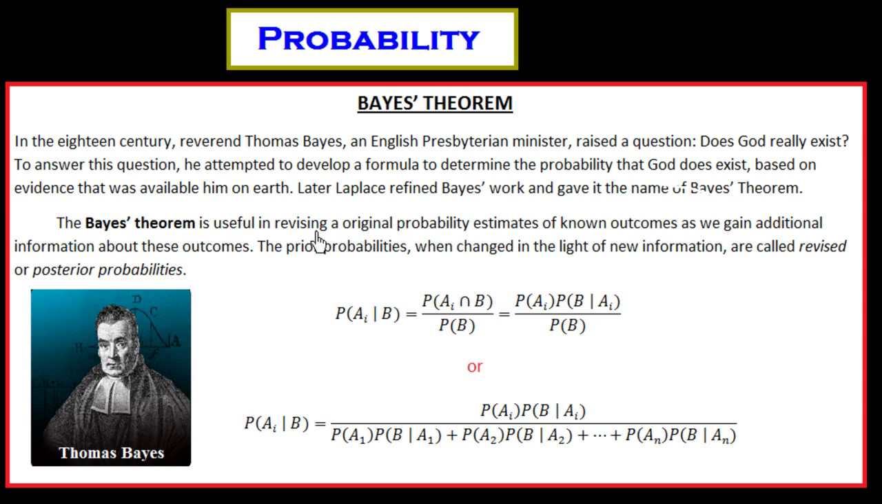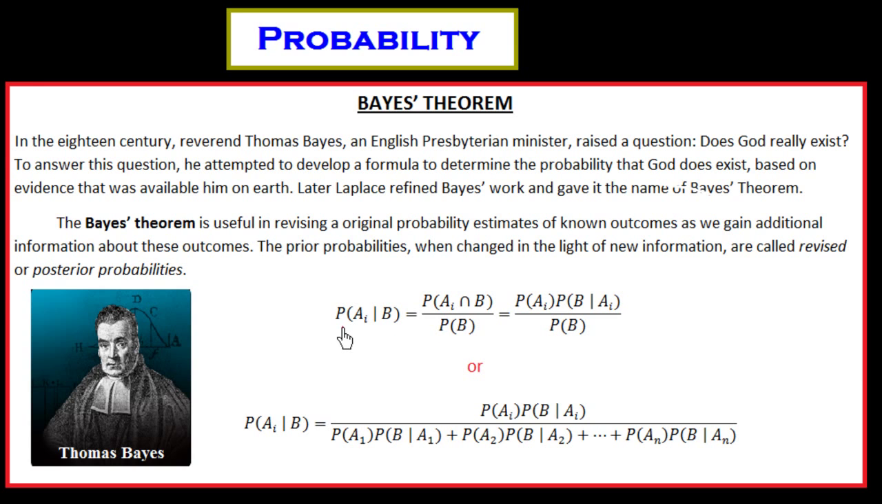Bayes theorem is useful in revising original probability estimates of known outcomes as we gain additional information about these outcomes. The prior probabilities, when changed in the light of new information, are called revised or posterior probabilities. So, in other words, we could say that a method to compute posterior probabilities is called Bayes theorem. Basically, it is an extended form of conditional probability.